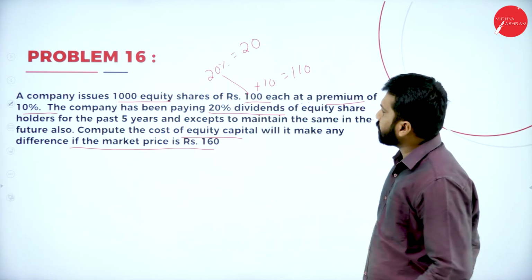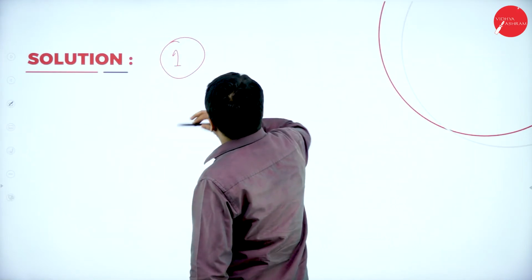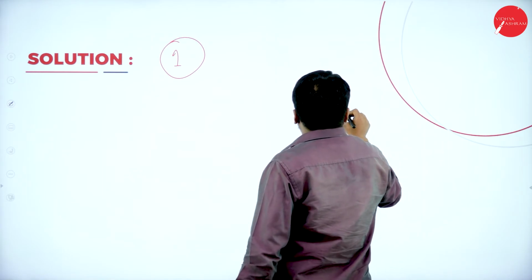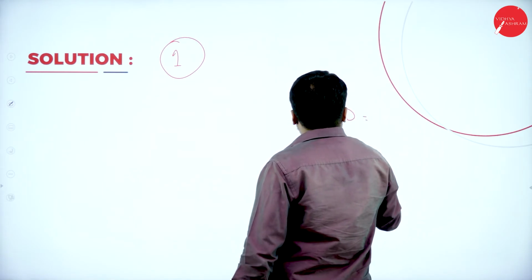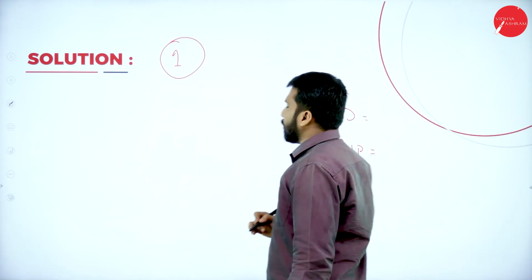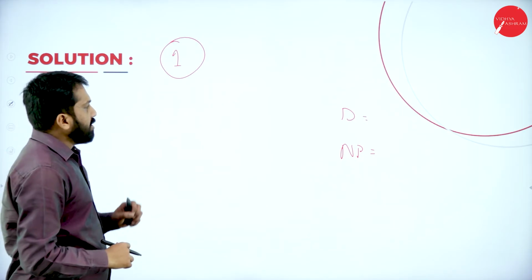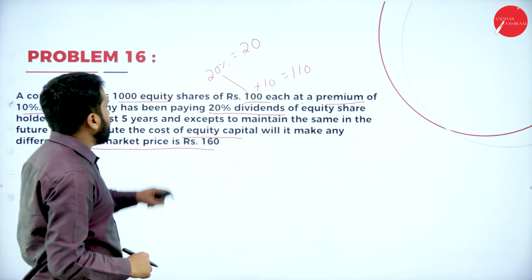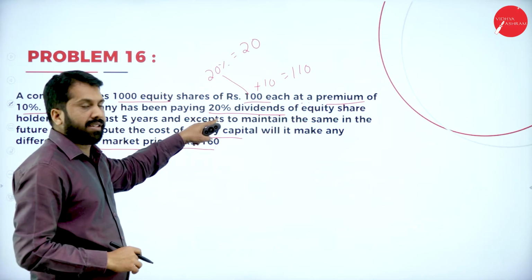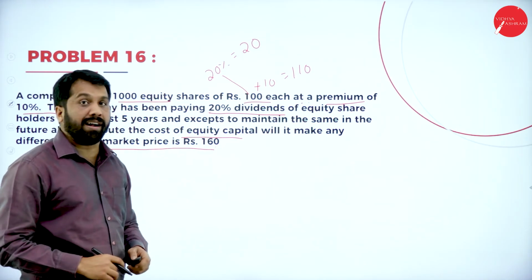We'll go for that. Your first one. So, what is this thing? Your dividend and your net proceeds, these two only we require now. There is no growth in this problem. Now, what is your dividend? Dividend is given directly. It is 20%. On what value? I'll get 1000 equity shares of 100 each.